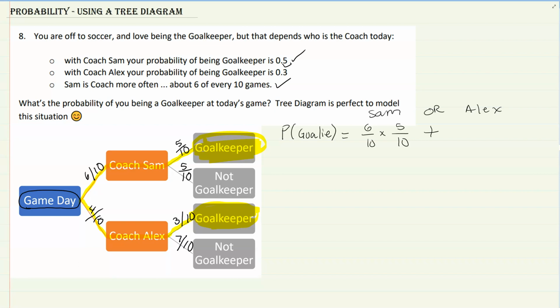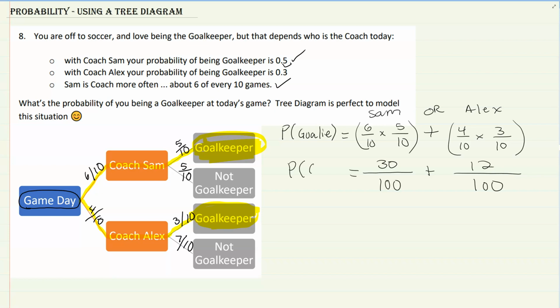When Alex is coaching, you would have a probability of 4 out of 10 multiplied by, successive event, right? Who's coaching and what's the probability of me being in goal? And that would be successive events, so we would multiply. And we could be in goal when Sam is coaching or when Alex is coaching. Okay, so those are the two scenarios, so we would add. When we multiply fractions straight across, that would be 30 over 100 plus 12 over 100.